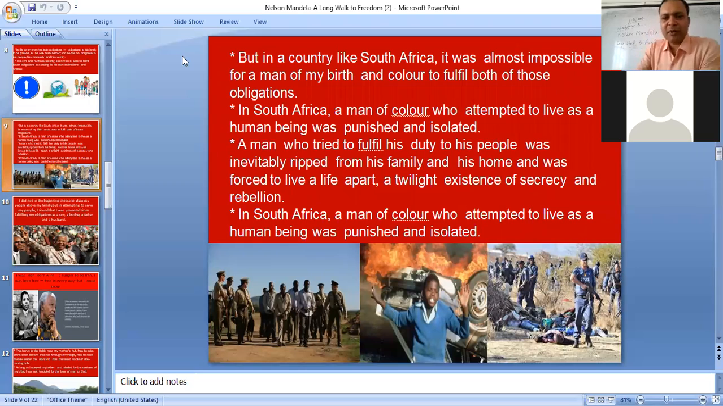In South Africa, a man of color who attempted to live as a human being was punished and isolated. In South Africa, the black people were punished to live in isolation. Black people were forced to live in isolation by white people, by the Britishers.